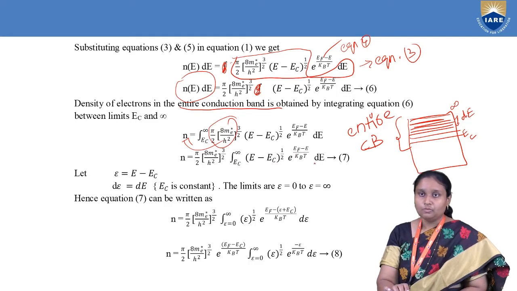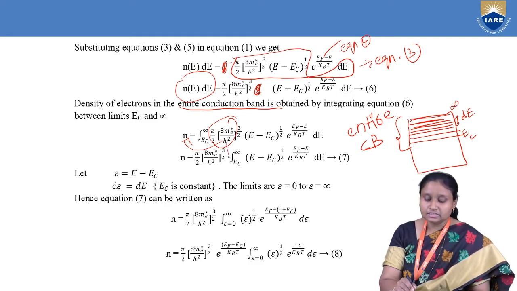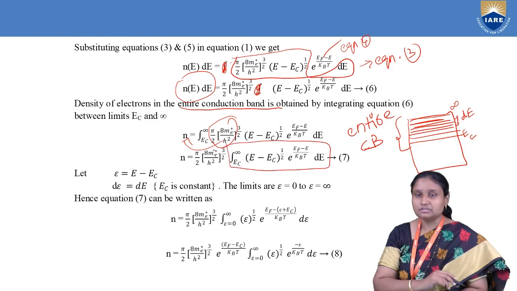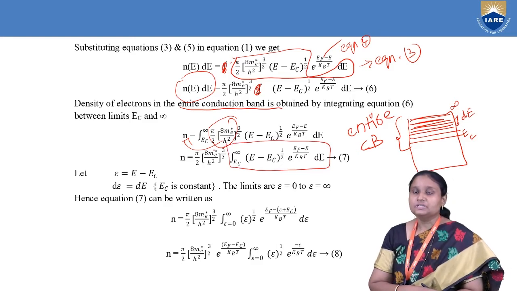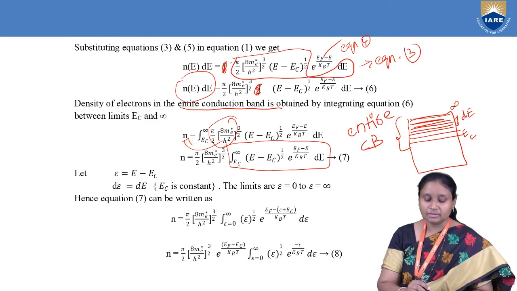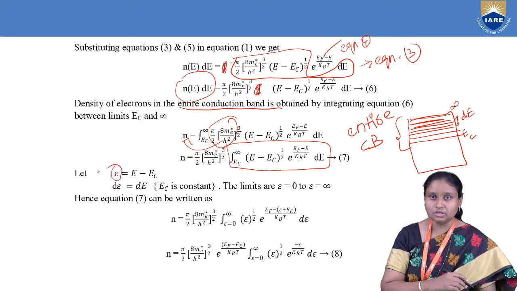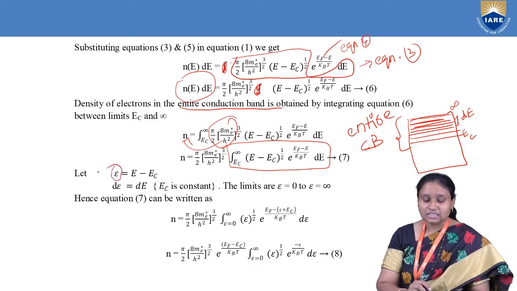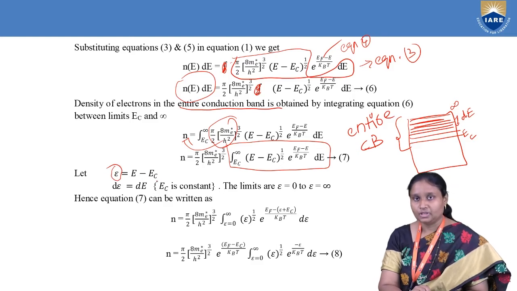Okay, so now what I'm doing here is, I think it is not easy to integrate it. It's a complicated one, so that's why we'll try to simplify it. In order to simplify it, I'm introducing one factor epsilon, and that epsilon I'm taking as E minus EC. So I'm defining E minus EC just for simplicity's sake as epsilon.